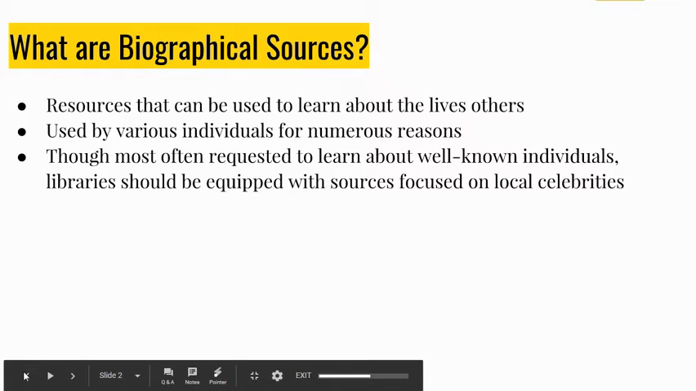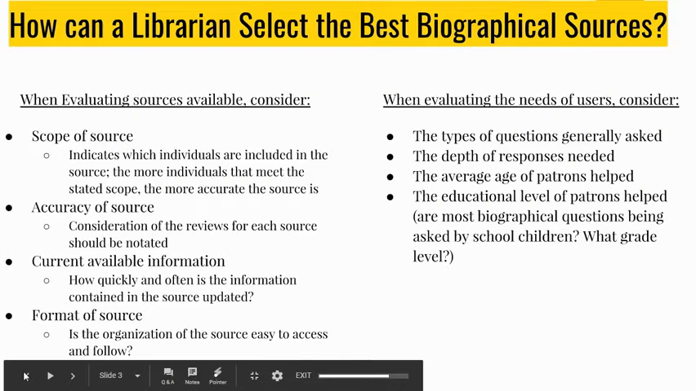This is especially important in a reference library if you are situated in a K-12 building. Oftentimes, students are assigned tasks where they have to research the life of a contemporary or a historical person. Having a wide variety of biographical sources would help support your students' education as well as the curriculum of your colleagues. A librarian can select the best biographical sources by taking into consideration the sources that are available as well as the needs of the users.